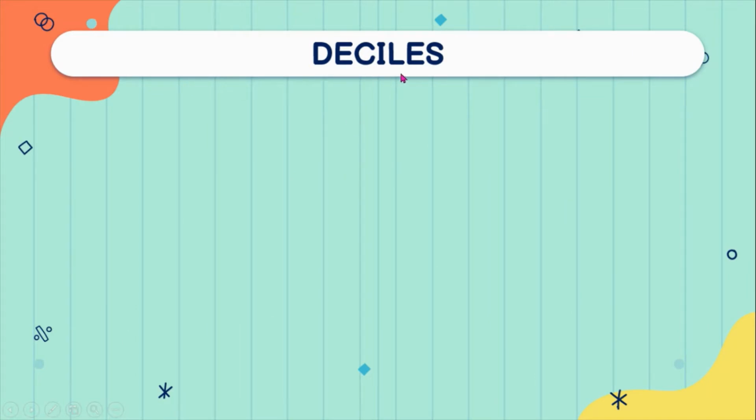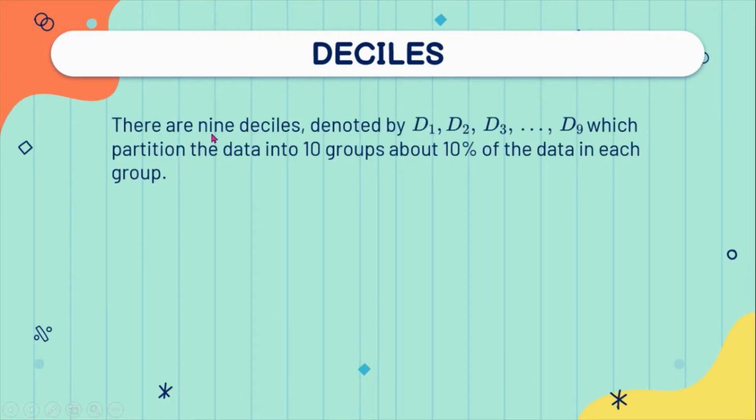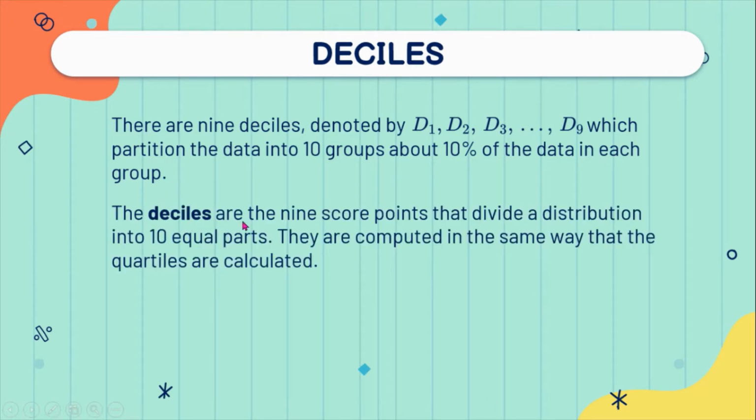So what do we mean by deciles? There are 9 deciles denoted by D sub 1, D sub 2, D sub 3, to D sub 9, which partition the data into 10 groups, about 10% of the data in each group. So the deciles are the 9 score points that divide a distribution into 10 equal parts. They are computed in the same way that the quartiles are calculated.